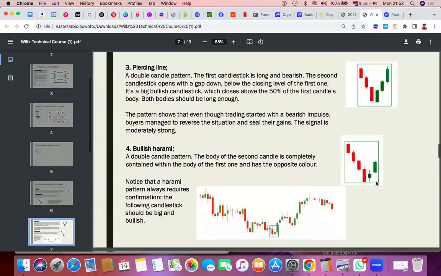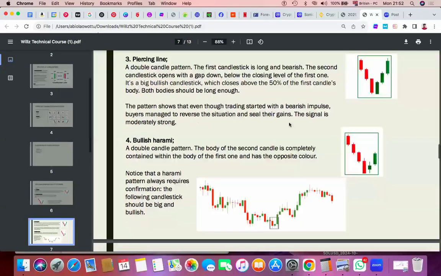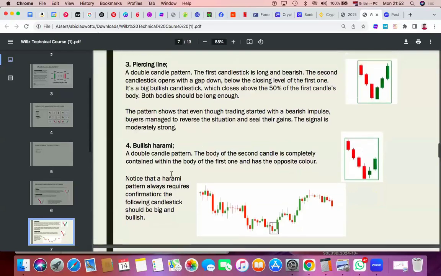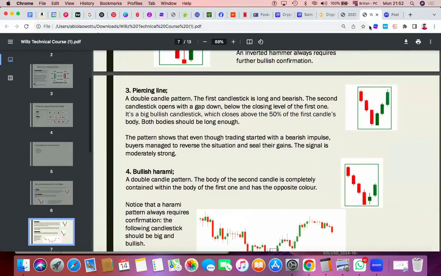So we also have the bullish harami, a double candle pattern. The body of the second candle is completely contained within the body of the first one and has the opposite color. So far, if anybody has a question.